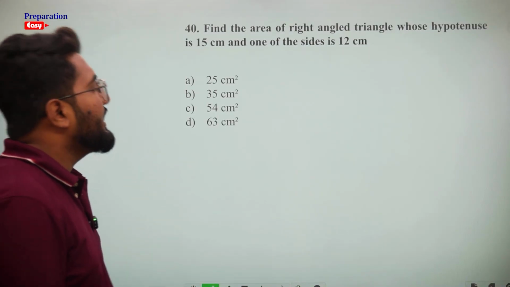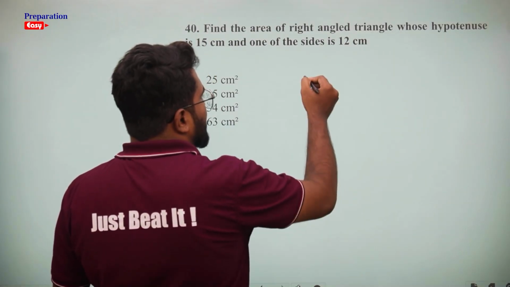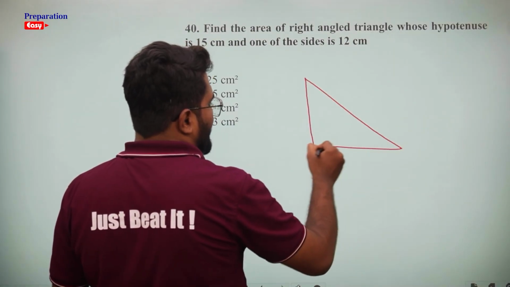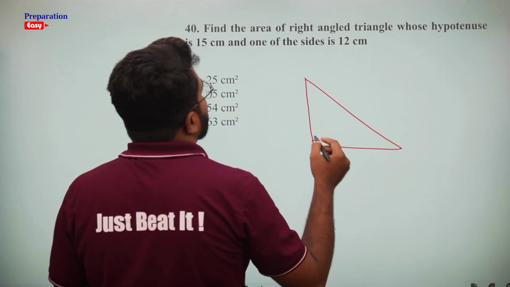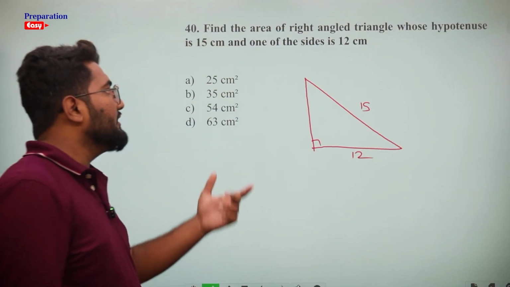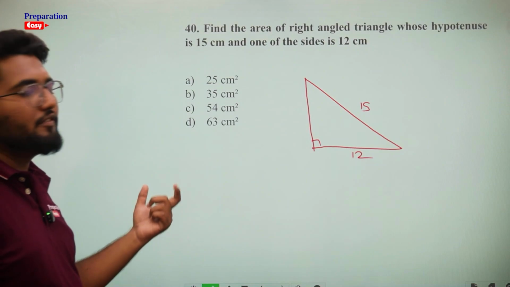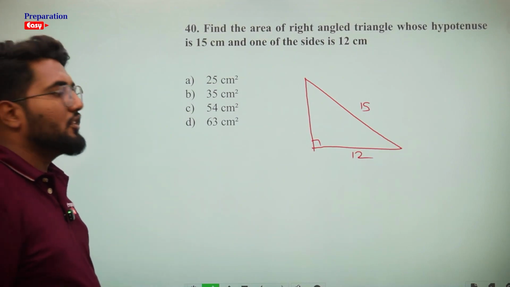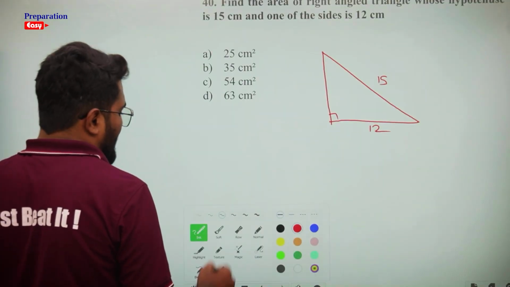Find the area of a right angled triangle. Okay, this is a right angled triangle whose hypotenuse is 15 centimeter. One side is 12 centimeter. We have to find the third side to find the area of the right angle triangle. So what is the formula? First we will apply the Pythagoras theorem.